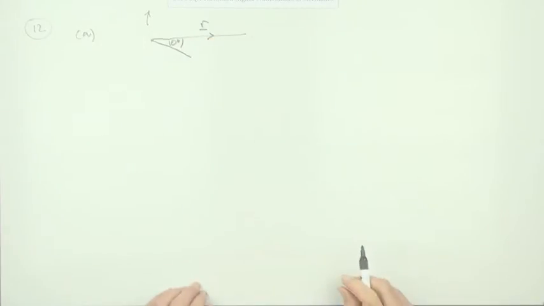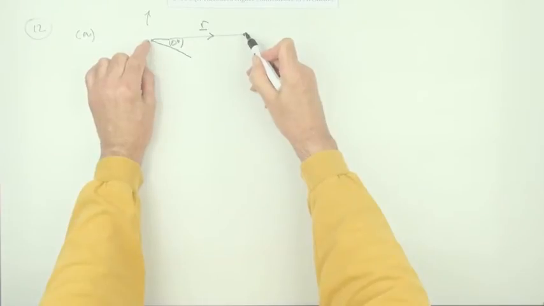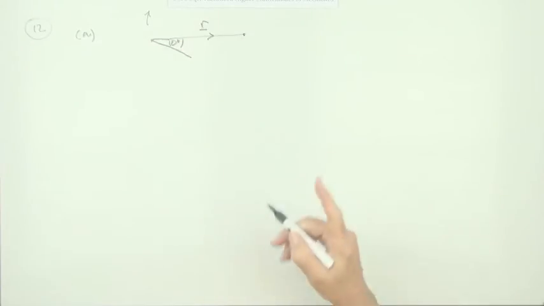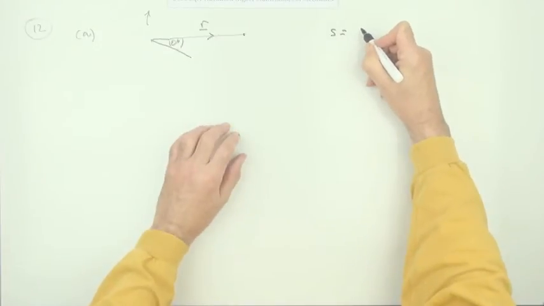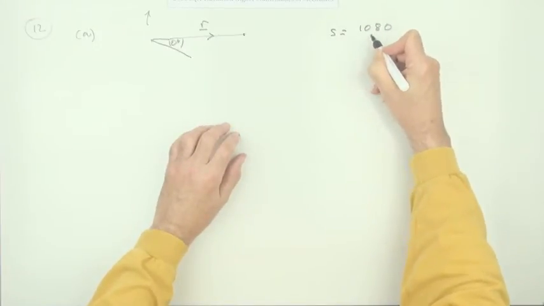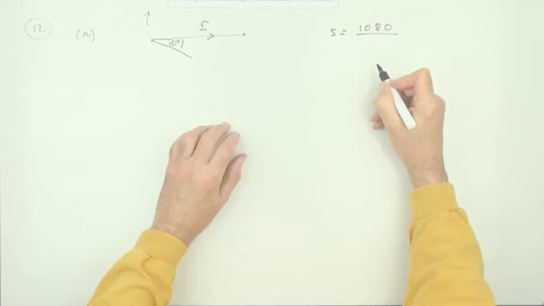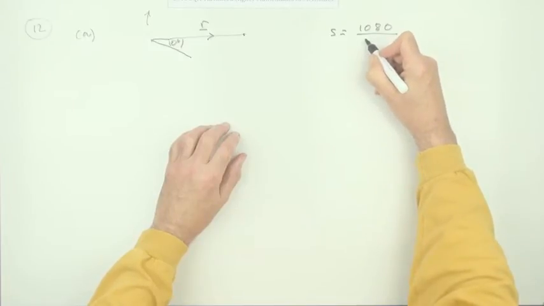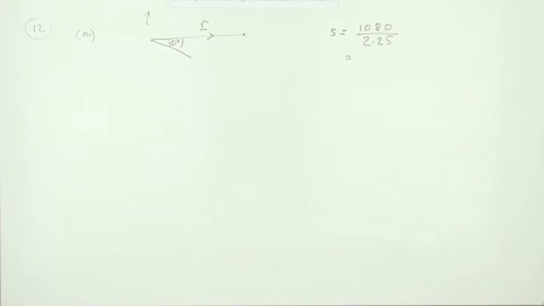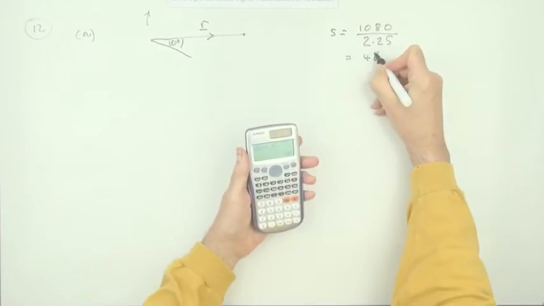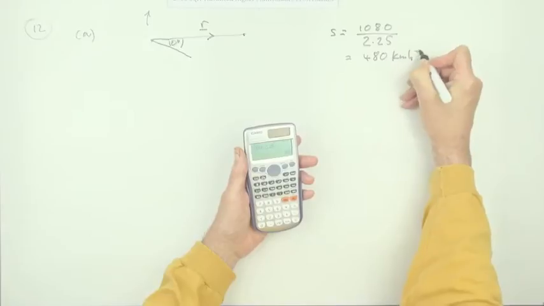But what we'll have to do is figure out what is the resultant speed, because you know that it travelled, so I can work out the speed part of that. The speed part would be it did 1,080 kilometres in 2 hours and 15 minutes, in 2.25 hours. So that gives you a nice 480 kilometres per hour.